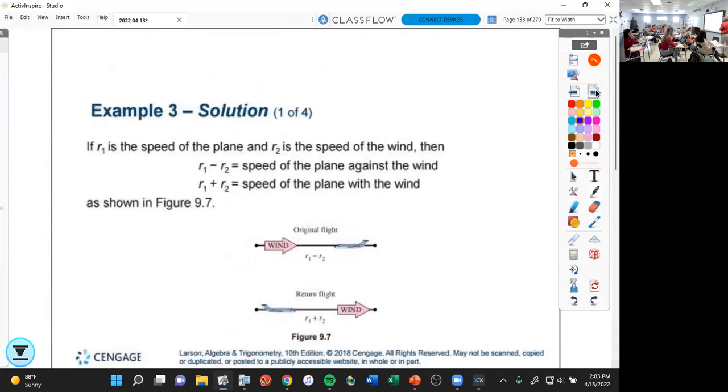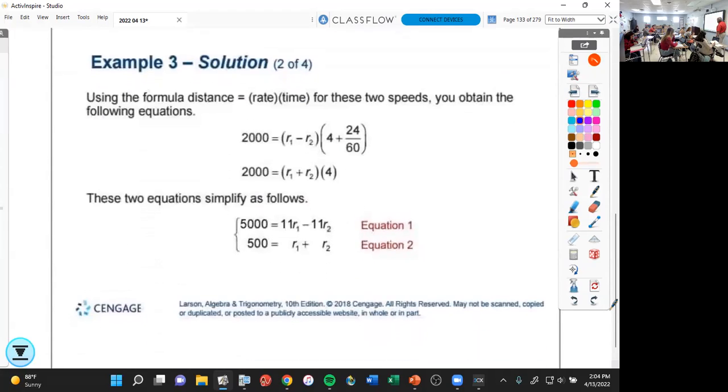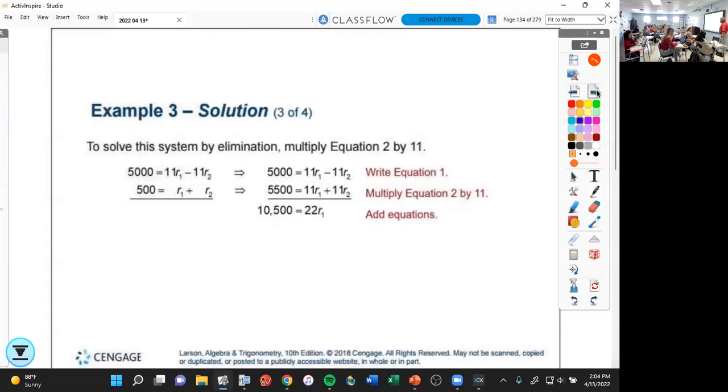R1 is the speed of the plane, R2 is the speed of the wind, R1 minus R2 is the speed against the wind, R1 plus R2 is the speed with the wind. That's fine. No big deal. Using the formula, distance equals rate times time. That's what we had, right? 4 plus 24/60. Okay, all's well. Combine the equations. They got rid of R2, but I don't even remember what R2 represented. That's why I used P and W. Moving on.